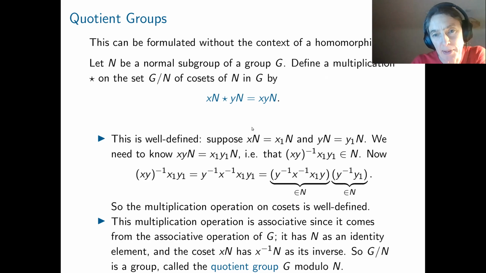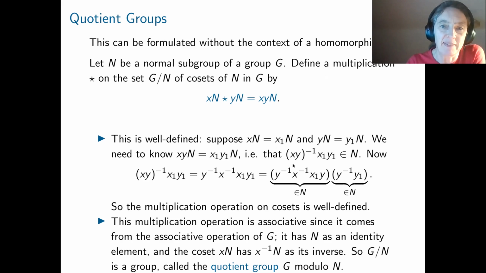So suppose we take a particular coset of N, and we have two choices of a representative. We could choose x or we could choose x1. So xN is equal to x1N. That certainly happens: multiple elements can determine the same left coset. And suppose also that the second coset we pick could be written as yN, but could also be written as y1N. So y1 and y are potentially different elements of G that both determine the same coset of N.